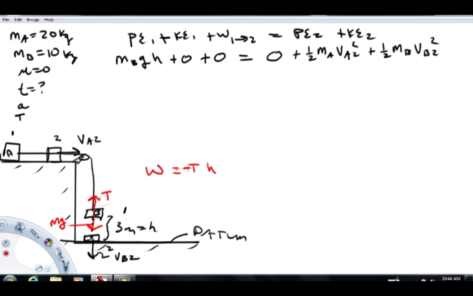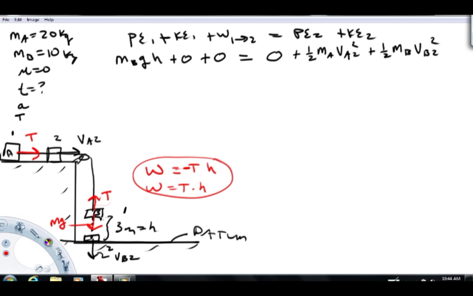Now, if I come over here to mass A, there's a tension to the right. It's the same tension, if this is a reasonably good pulley, not frozen shut. The work term for mass A would be equal to the tension times however far mass A moves. Now, if mass B moves down 3 meters, mass A is also going to move 3 meters. That's the distance I'm calling h. So the work term on mass A is positive T times h. You'll notice that if you add these together, you end up with 0. The tension in this example is an internal force to the system.